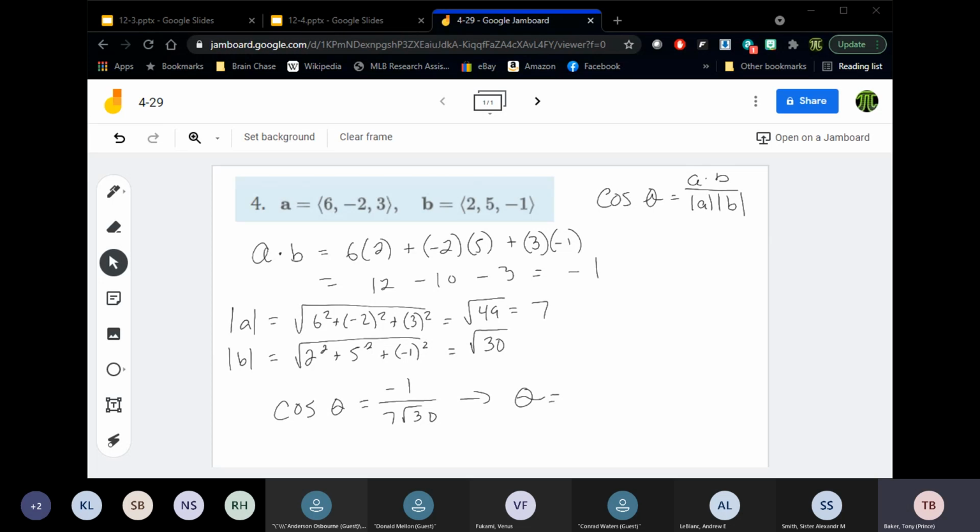So when we do the length of A, you get 7. And the length of B is the square root of 30. So when we do the arc cosine of -1 over 7 square root of 30, we get an angle of 91.5 degrees, or 1.60 radians. Any questions on how we did those two?